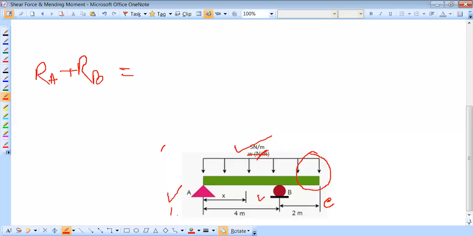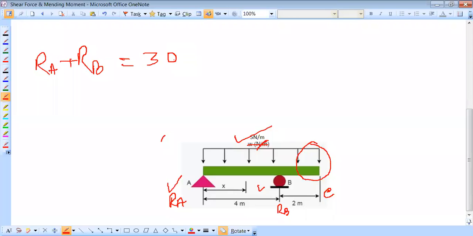Then we can write RA plus RB is equal to how much? Taking this one portion as RA and the other as RB. The intensity of the load is 5 Newton per meter and the length of the beam is 6 meters, so 5 times 6 is 30 Newton. The whole load of the beam is carried at points A and B. That means RA plus RB is equal to 30 Newton. Let this be equation number 1.